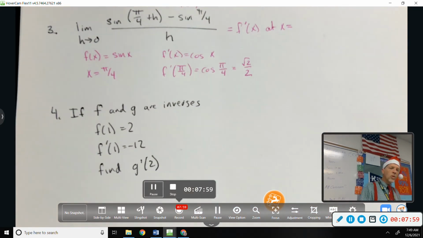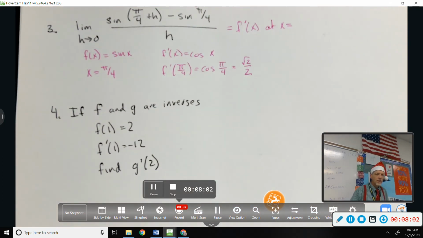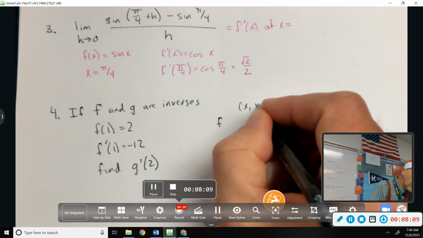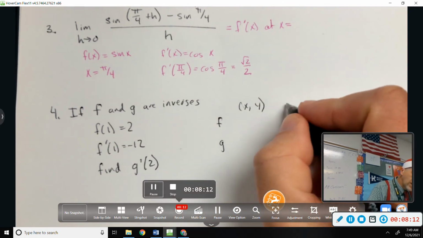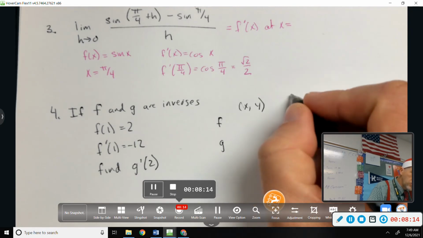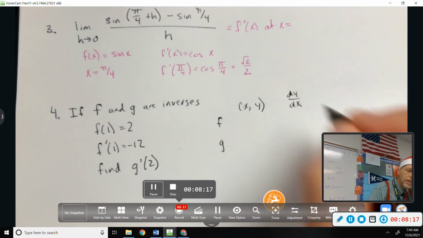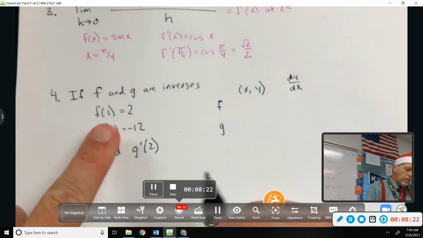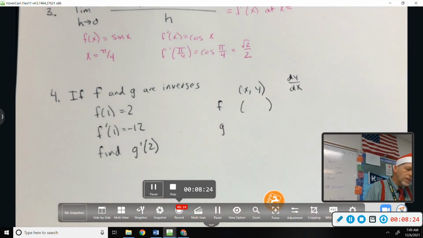Number 4, f and g are inverses. So let's see. I usually like to do a table with this. F and g, point x, y, and then I don't want to call it f prime because one of them is g prime. I'll call it dy dx. I need a derivative entry in my table. So if f of 1 is 2, what does that mean the point is on f? So what's the ordered pair? Is it 1, 2 or 2, 1?